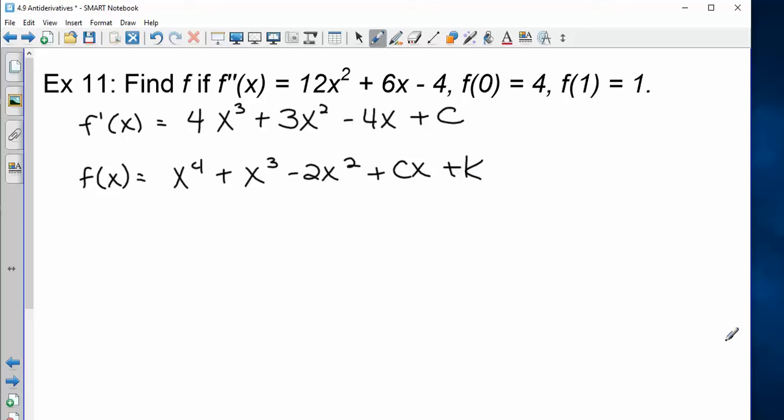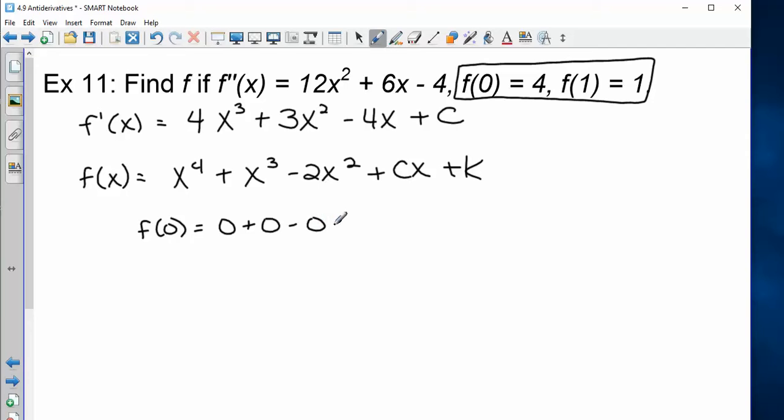Did you guys get those for your first and second? What I have done with these is given you the information to find this c and the k value. When I say f of 0 equals 4, that means if I plug a 0 into this original, so 0 to the fourth is 0, 0 cubed is 0, 2 times 0 is 0, c times 0 is 0. I just get that k is 4.